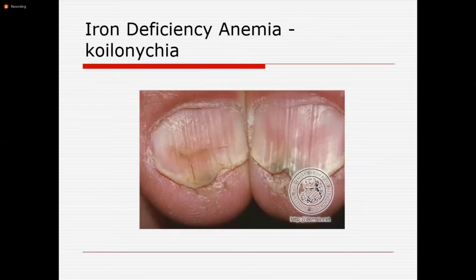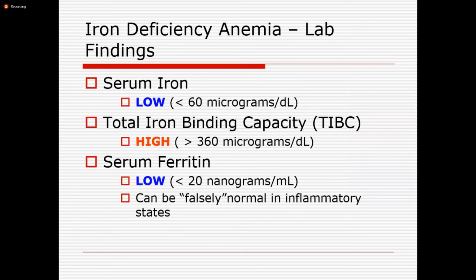This is typical koilonychia. If there is some other associated problem, maybe a fungal infection, that is not really a feature. You may have brittle or spoon-shaped nails. Initially, there is flattening of the nail, which is called platonychia. But in advanced cases, if not treated with iron replacement, then you may have koilonychia. That's the typical spoon-shaped nails. Next, please.